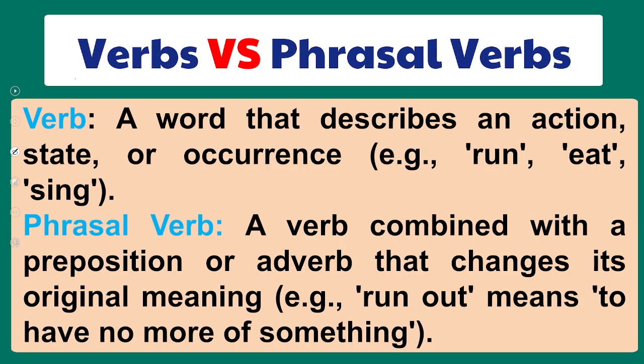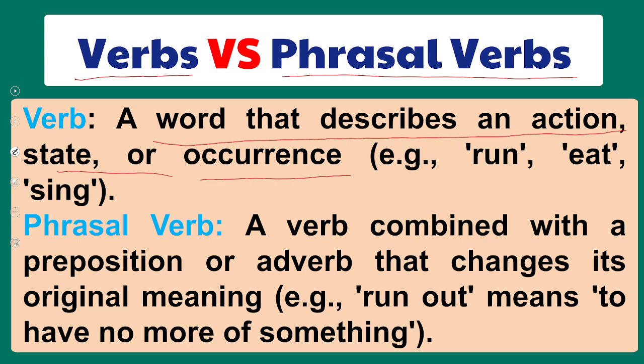Here we have a comparison between verbs and phrasal verbs. So what is meant by a verb? A verb is a word that describes an action, state or occurrence, like run, eat, sing, sleep. These all are verbs.